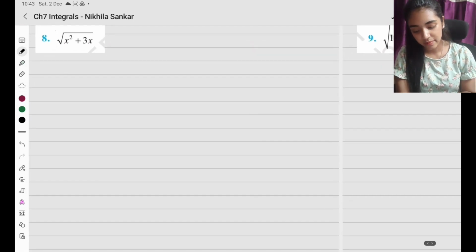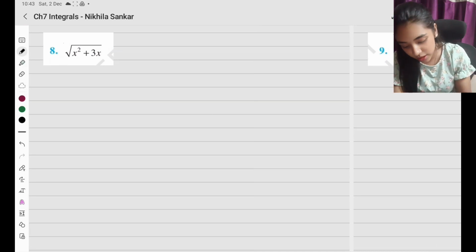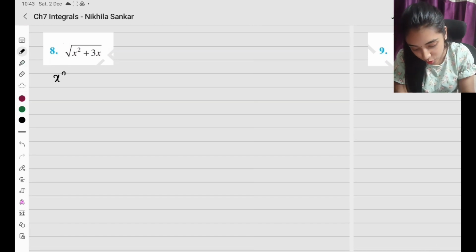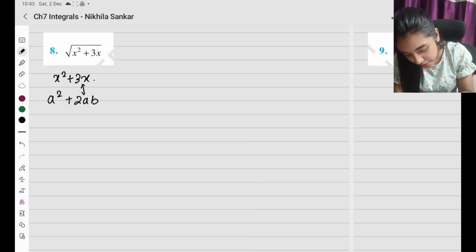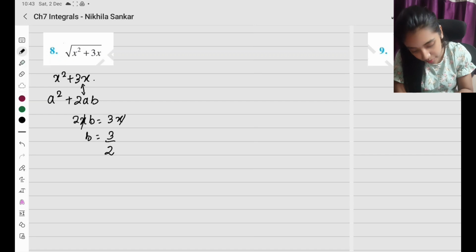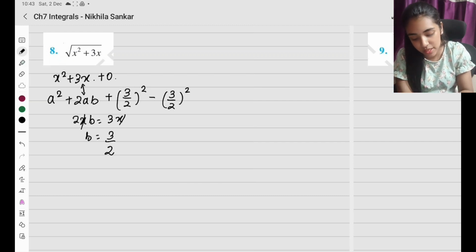Question number 8. x square plus 3x. So how can I write this? Splitting the middle, that is, what happens if we complete the square? x square plus 3x. So this is a square plus 2ab. We don't know b square. So when I compare these two, 2xb equals 3x. So once x cancels, b equals 3 divided by 2. Similar to the previous question. So plus 3 by 2 the whole square, minus, since I added, subtract 3 by 2 the whole square. Here it is plus 0, there is no constant.